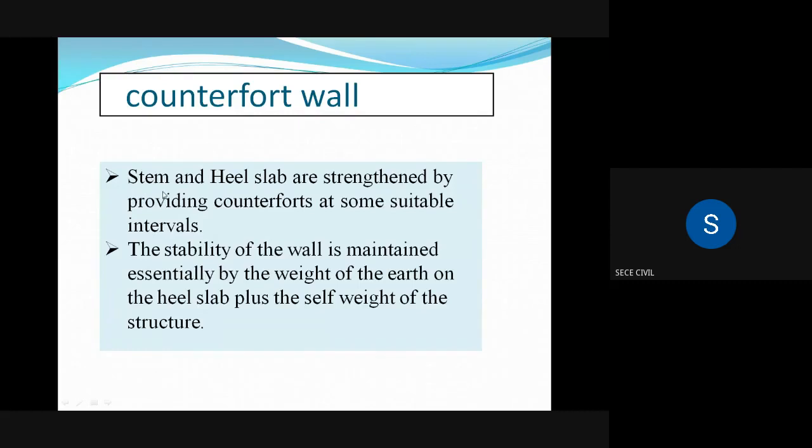In a counterfort retaining wall, the stem and heel slab are strengthened by providing counterforts at suitable intervals. The stability of the wall is maintained essentially by the weight of the earth on the heel slab plus the self weight of the structure. The stability will be more when compared to the cantilever retaining wall. The stability of the counterfort wall will be more.